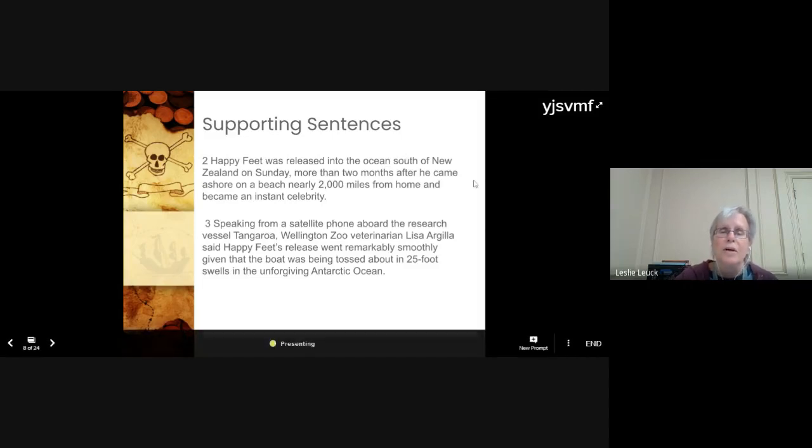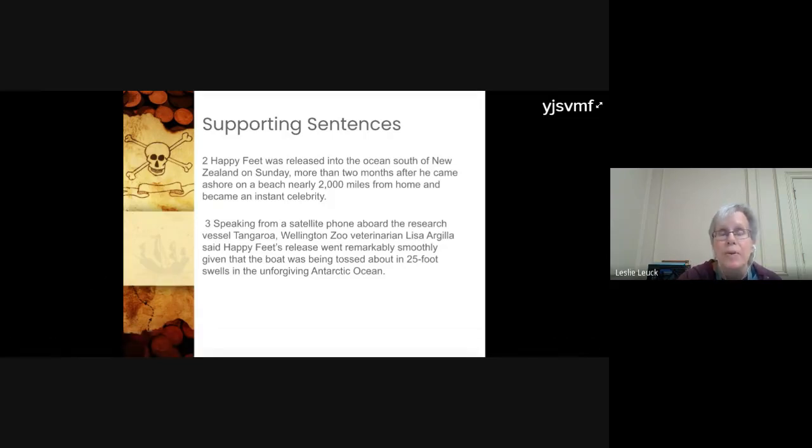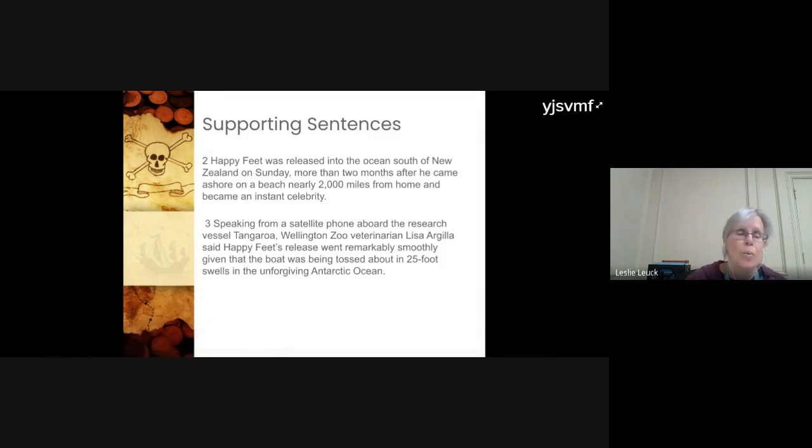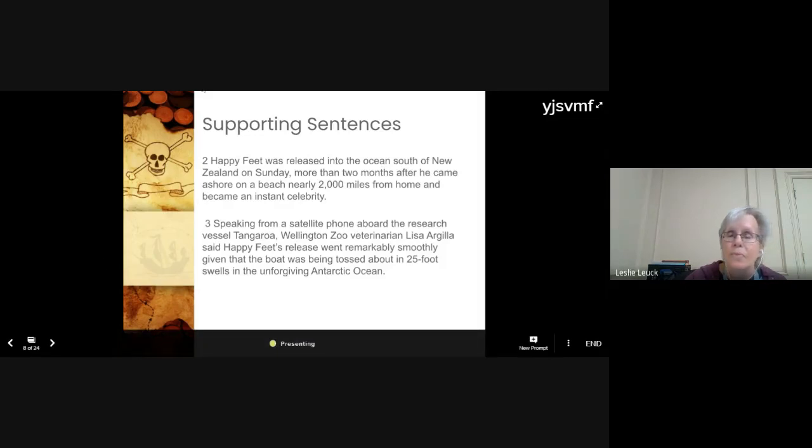All righty, so we read paragraphs 2 and 3, and so now we know more. Now we know that this is a penguin, and we learned that in paragraph 1, and that he was released back into the ocean. So we do know that that was the end of the story, and that the story started 2 months earlier when he washed ashore on a beach 2,000 miles from home. And that the releasing him went smoothly, although they were in choppy waters. Does somebody have a question? Okay. All right, on to the next one.